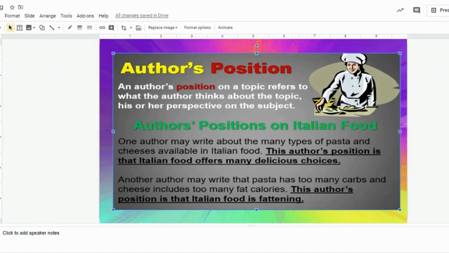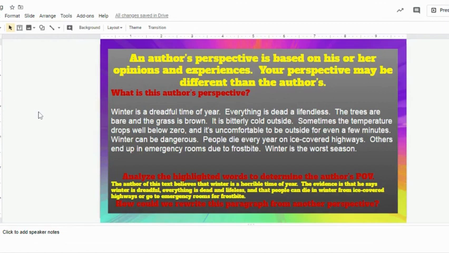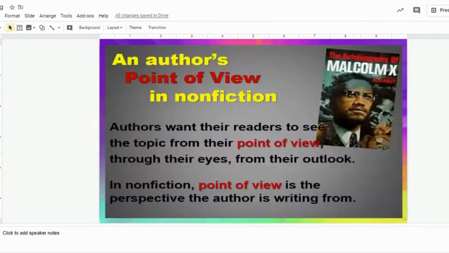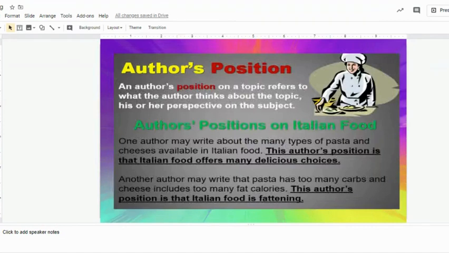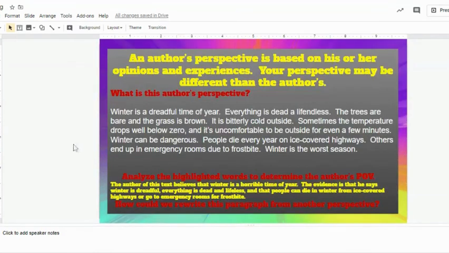Another author, though, might write something about how pasta has too many carbs and that the cheese is too fattening, and there's too many calories in it. And so that author's position would be that Italian food is fattening, and so probably more of a negative point of view. Their position would be probably that you shouldn't eat a lot of Italian food. It's not good for you. All right. Again, we went from point of view, position, perspective. They all mean the same thing.